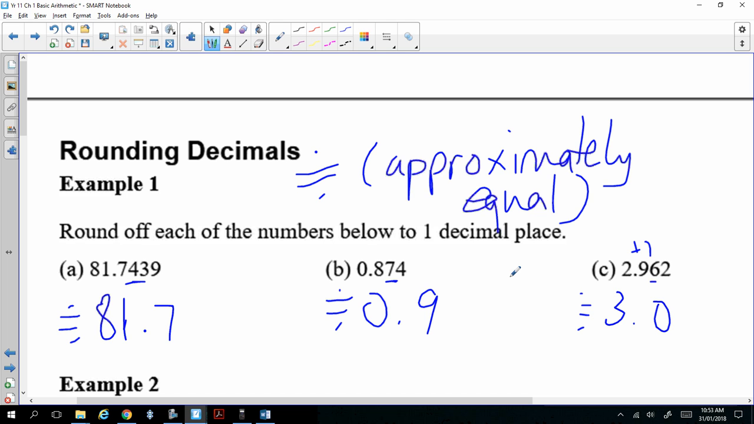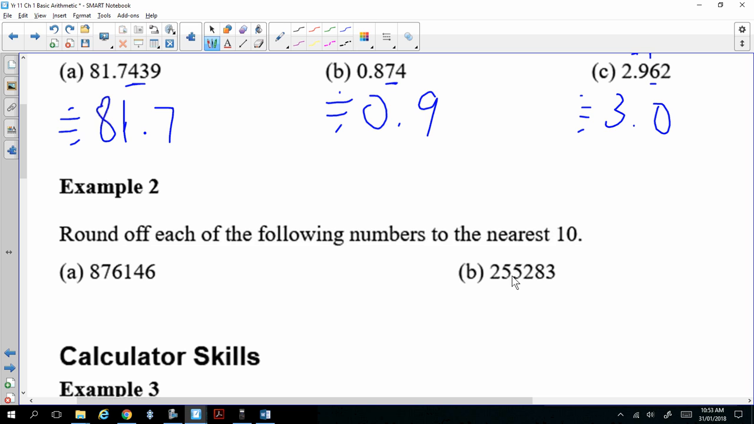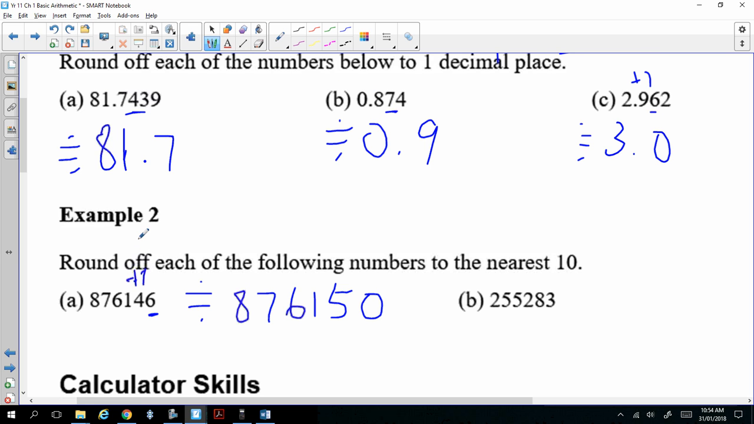Example 2. Round off each of the following numbers to the nearest 10. Okay. So nearest 10 means that you look at the last digit. If it's 5 or more, you round up. So 876150. Yeah? So you have to add 1 to the digit 4. And the next one, you're going to do 255280, because 3 is less than 5. So you don't round up, you just leave it as 8.